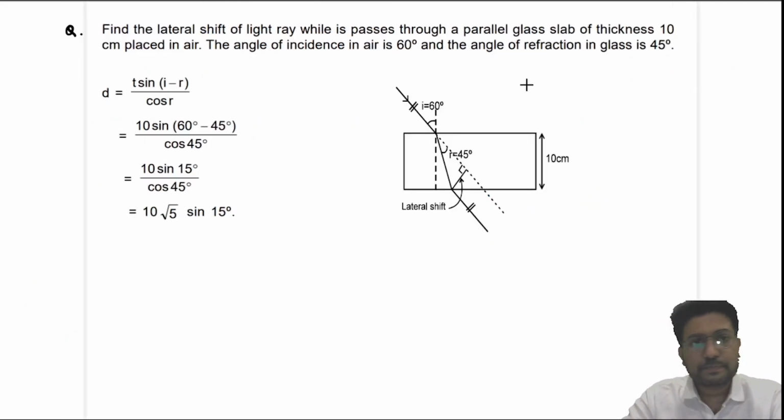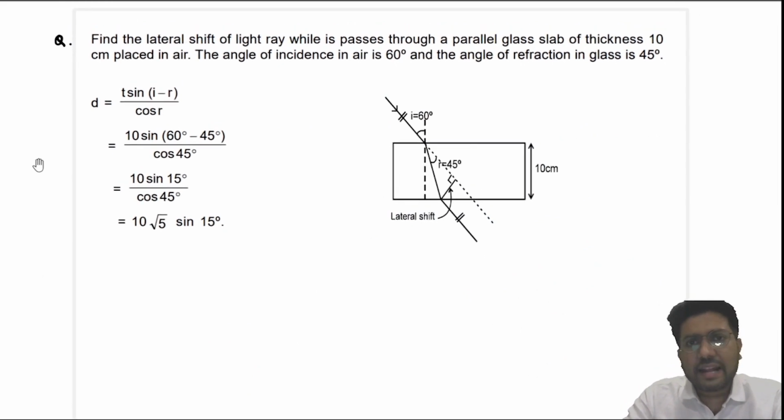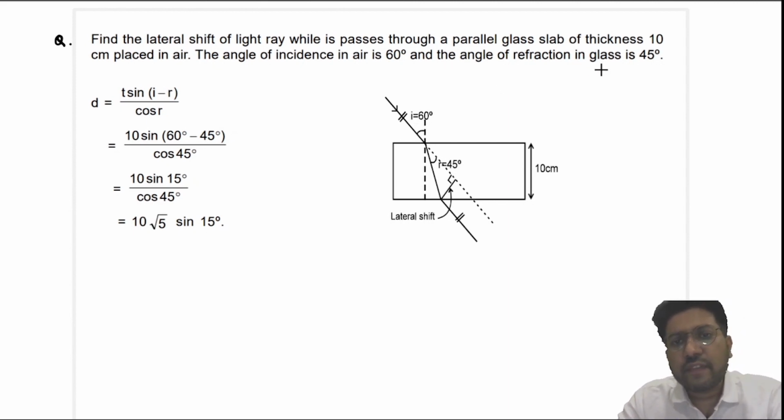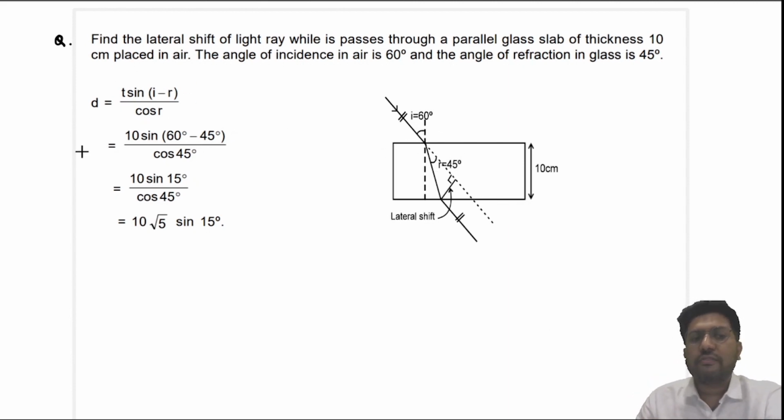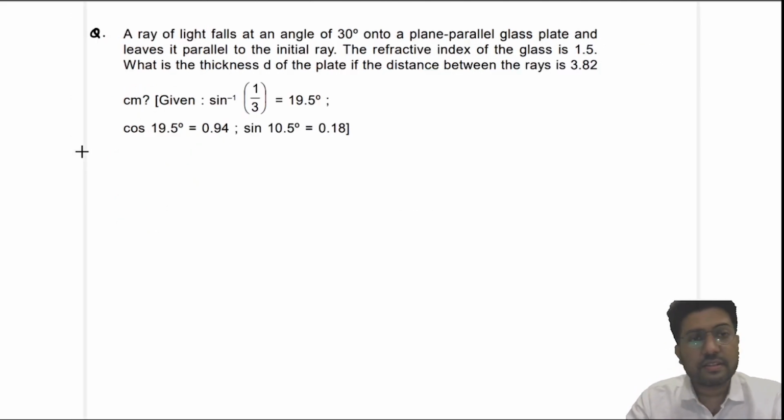Let us see. Before that, let us do one simple question of lateral displacement. Find the lateral shift of a light ray while it passes through a parallel slab of thickness 10 centimeter, and the angle of incidence is 60 degree and the angle of refraction is 45 degree. They have given you i, they have given you r, you know the formula for lateral displacement. You can find it yourself.